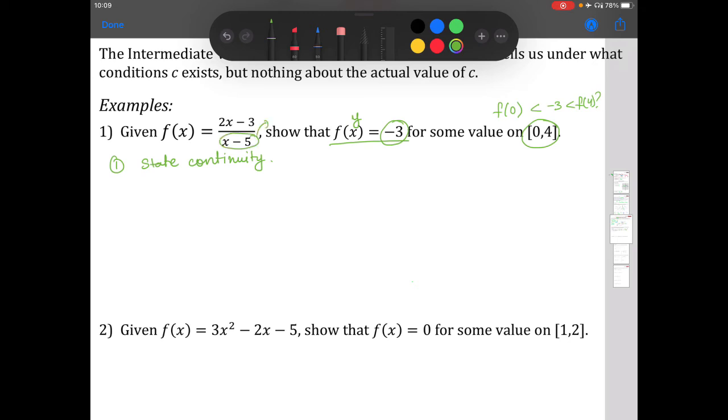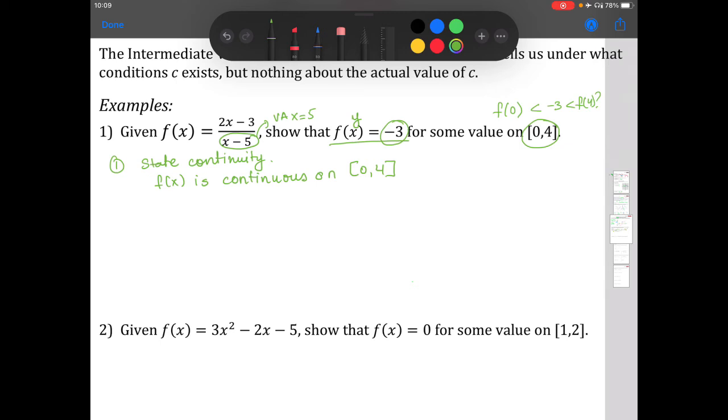So if I check, I can't really simplify anything. I know it's going to have what? A vertical asymptote at x equals 5, which is outside this interval, so it is continuous. So let's write that down. f of x is continuous on this interval. Must always mention that.